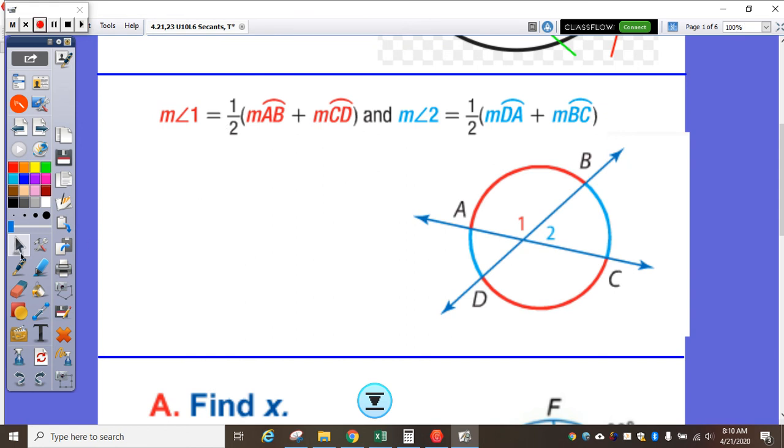We'll look at an example in just a second. And the same thing here for angle 2. Angle 2 has intercepted arcs BC and AD because these two angles are congruent. So I will add this arc plus this arc and divide by 2 to get this angle right here, which is also this angle right here. So let's look at an example.